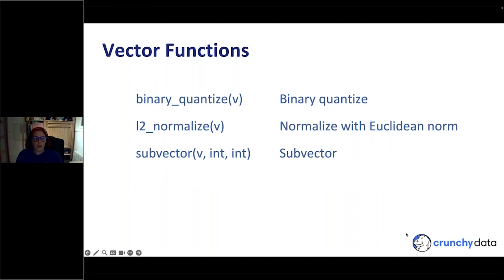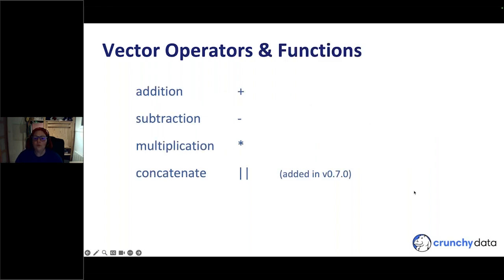There are other vector functions. These are ones that have been added in the latest version. So you've got binary quantized, normalized with Euclidean norm and subvector. And then you've also got arithmetic operations. So you can do element-wise addition, you can do subtraction, multiplication, and there's also a concatenate operator that was added in the latest version.